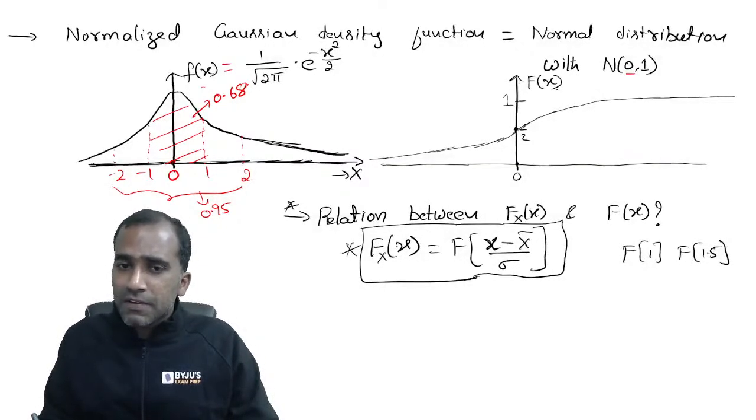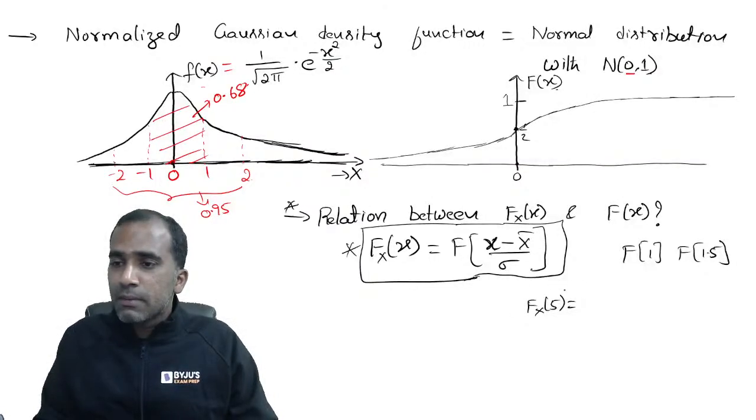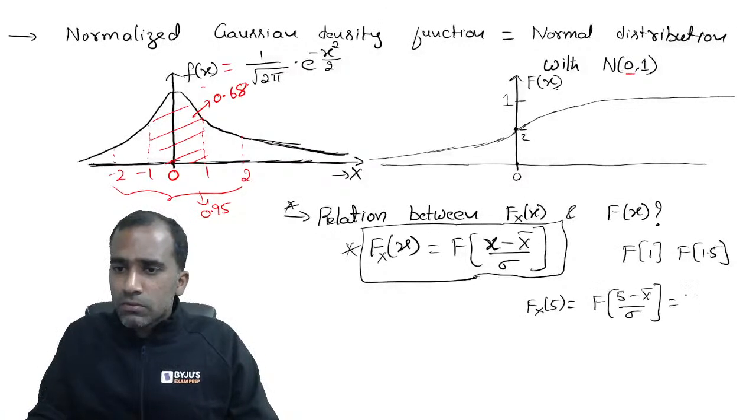Let's say I'm talking about Fx of 5. Then there is no table for any general Gaussian distribution. We have tables only for the normalized Gaussian. So if you want to find this, from this relation you can write it as F of (5 minus the mean value of x) divided by the standard deviation of x. You'll get some value based on x bar and sigma, some F of 1 or F of 2, something like that. That you can search through the table and you can find it.